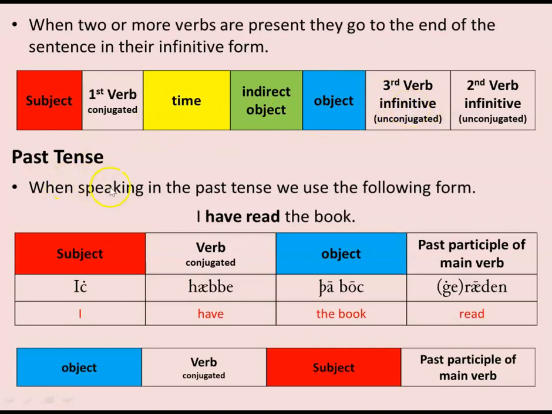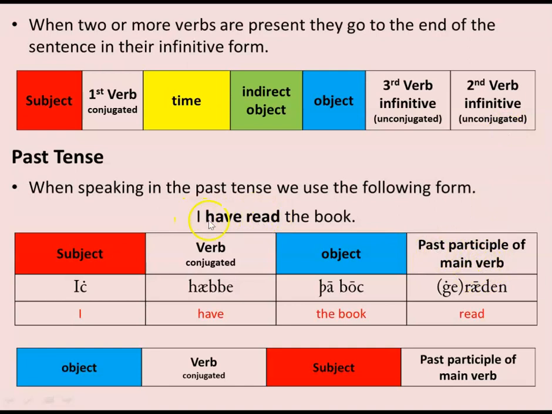Unless we're talking about the past tense. So when speaking in the past tense, we use the following form: subject, verb, object, and then we do not use the infinitive form for the second verb. Here's our first conjugated verb. Our second verb then goes to the end, and it's in the past participle of the main verb. Okay, whereas up here, if we were just talking about the present tense, the second verb would be in its infinitive form, its unconjugated form. Whereas here, it's in its past participle form.